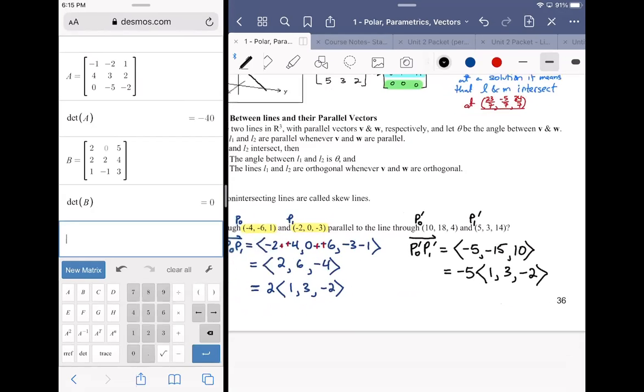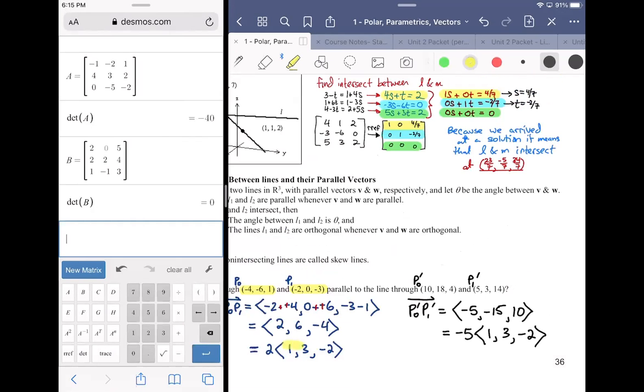All right. So you can see here, hopefully, that these 2 vectors, P sub O, P sub 1, the displacement vector, and the prime version of that, are parallel to the same vector. Therefore, they're parallel to each other.